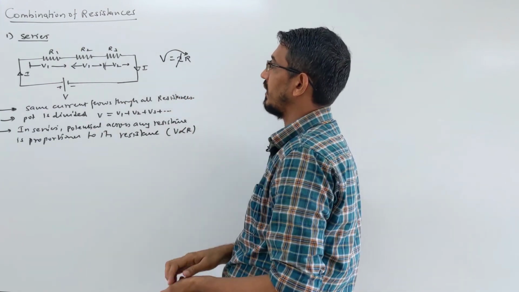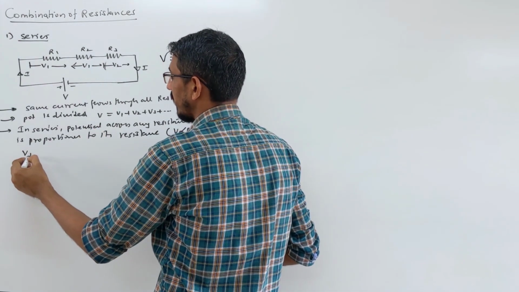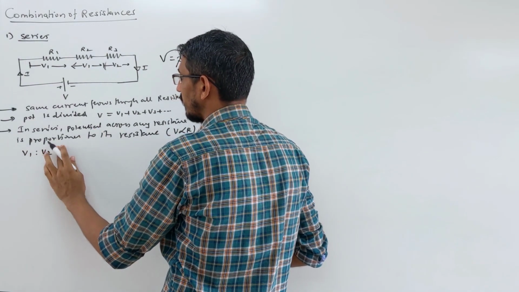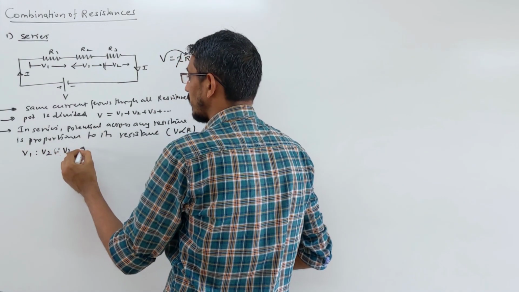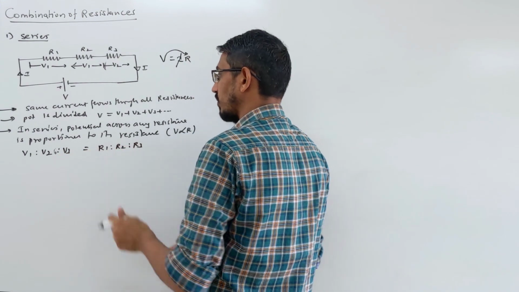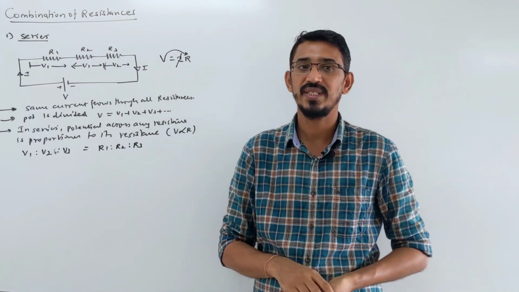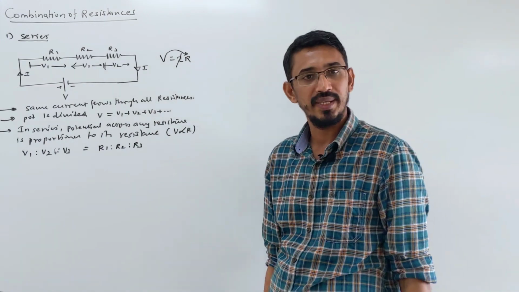It means suppose you want to find the ratio of potentials, V1 ratio V2 ratio V3. This will be equal to R1 ratio R2 ratio R3. Potential is divided in proportion to resistance, because the current flowing will be the same.